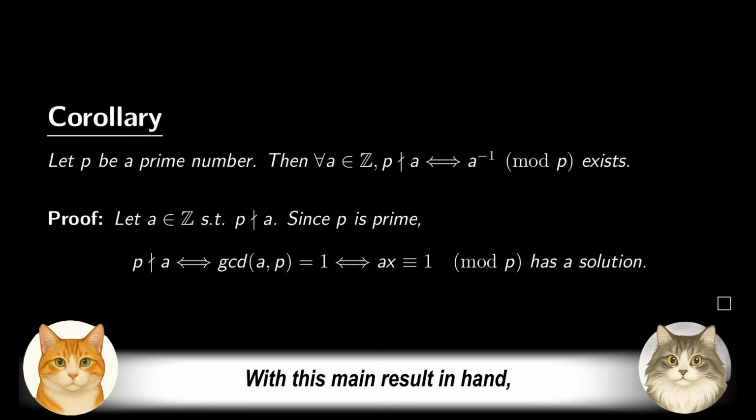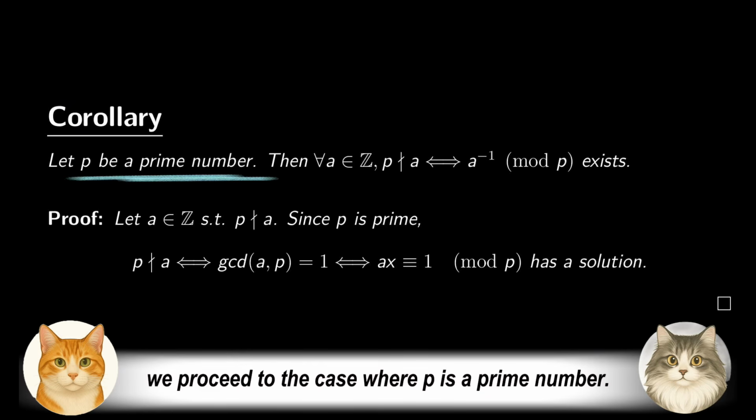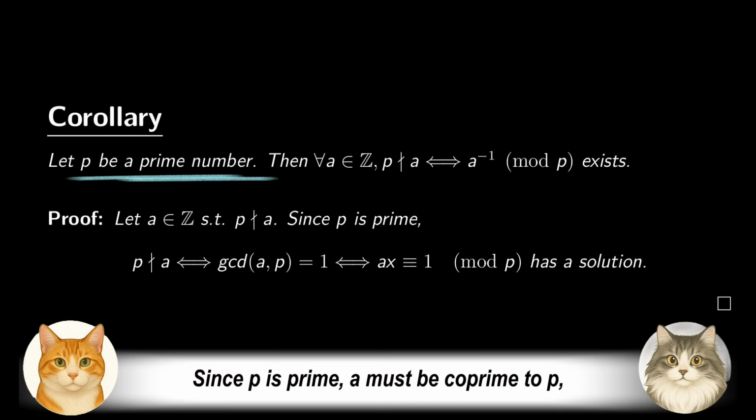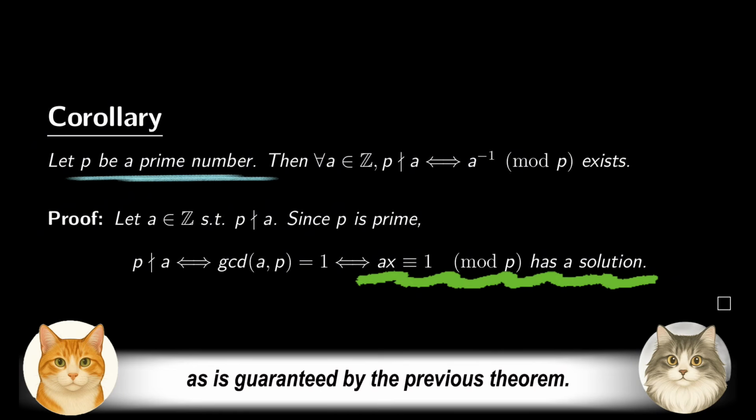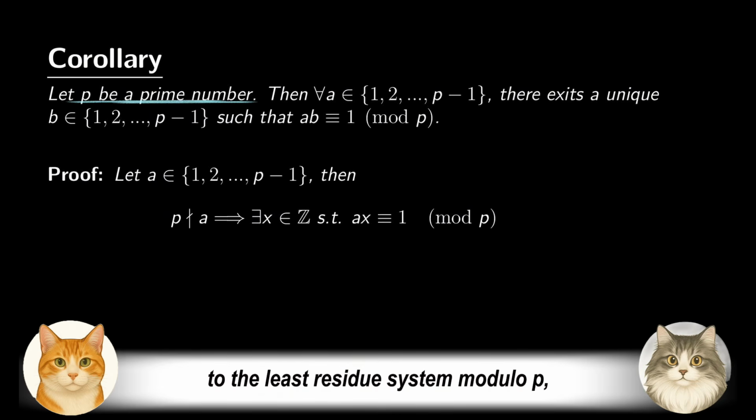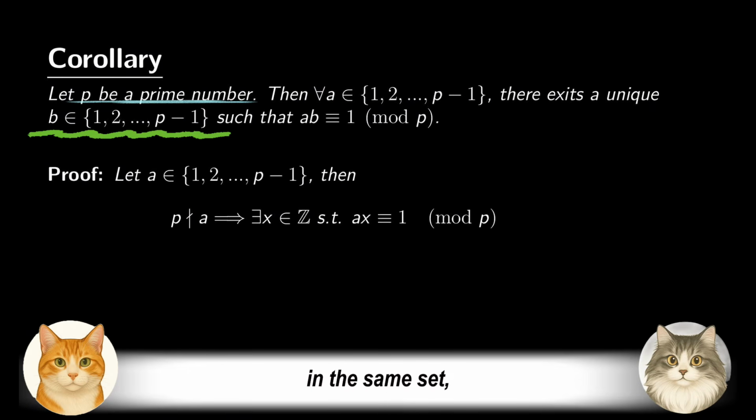With this main result in hand, we proceed to the case where p is a prime number. Consider any integer a that is not divisible by p. Since p is prime, a must be coprime to p, thus the inverse of a modulo p exists, as is guaranteed by the previous theorem. Applying the above results to the least residue system modulo p, we obtain that each non-zero number in this least residue system has a unique multiplicative inverse in the same set, which is non-zero as well.